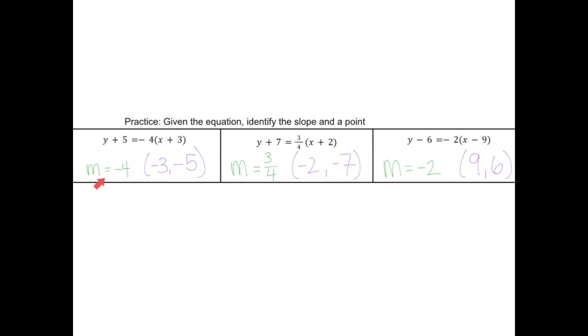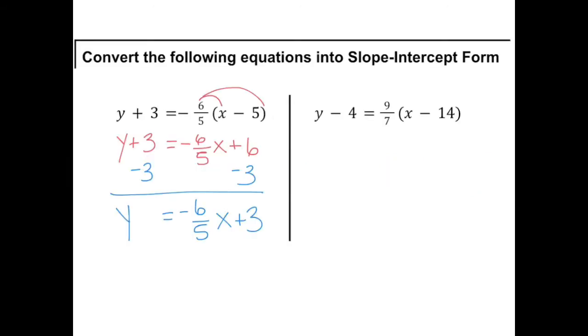Checking your work, you should have m is negative 4, the point negative 3, negative 5; m is 3/4, with the point negative 2, negative 7; m is negative 2 through the point 9, 6. The deal with point slope form is that it's very useful if you need a point and a slope, or if you're given that information in this form, then you can very quickly graph.